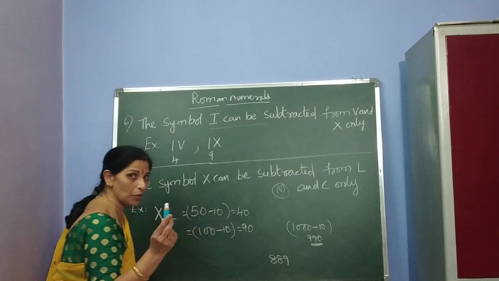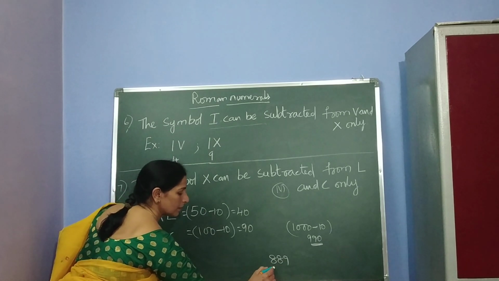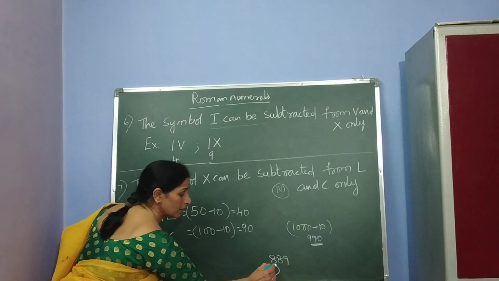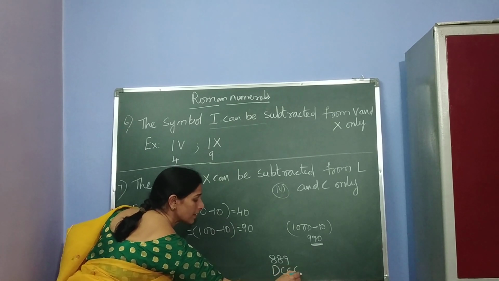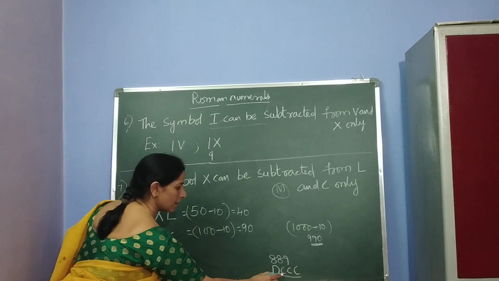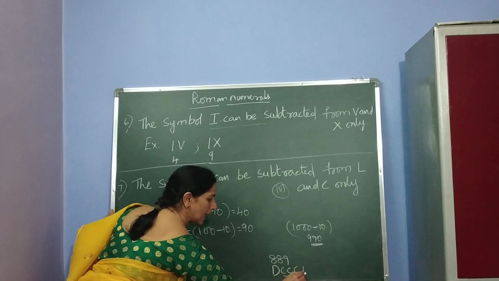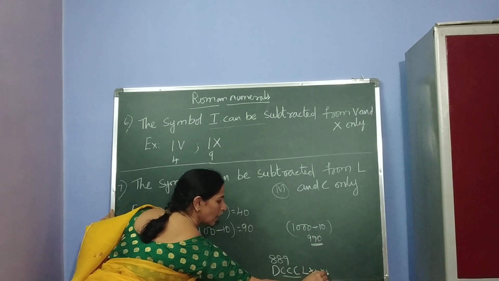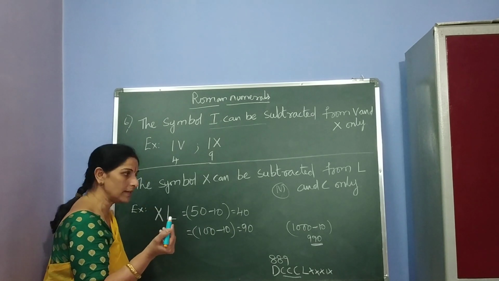Do you know how to write 889? 889 means 800. Here D, we have to take 500, 600, 700, 800. You learned the rule: C can be repeated for 3 times. Okay. 800, and 89. 80 is again take the 50, L. 60, 70, 80. IX. 9. This is 889.